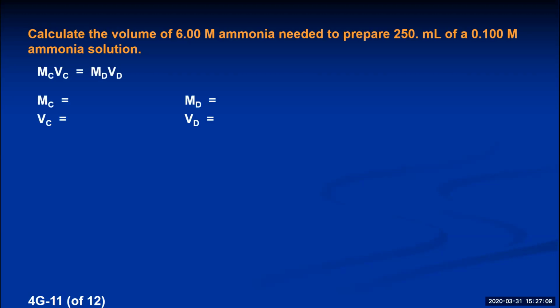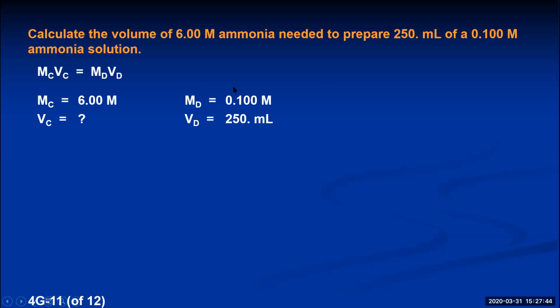Let's see if we can identify each of the variables. The molarity of the concentrated solution is whichever is your higher concentration of the two. That's the 6 molar. Now, what's the corresponding volume to that? It says calculate the volume of 6 molar ammonia. So that means that's the variable we don't know. The diluted solution is going to have a lower molarity, so MD is going to be the 0.100 molar, and there's a volume associated with that. It says 250 milliliters of 0.100 molar, so I can put that here. So we're trying to solve for VC.